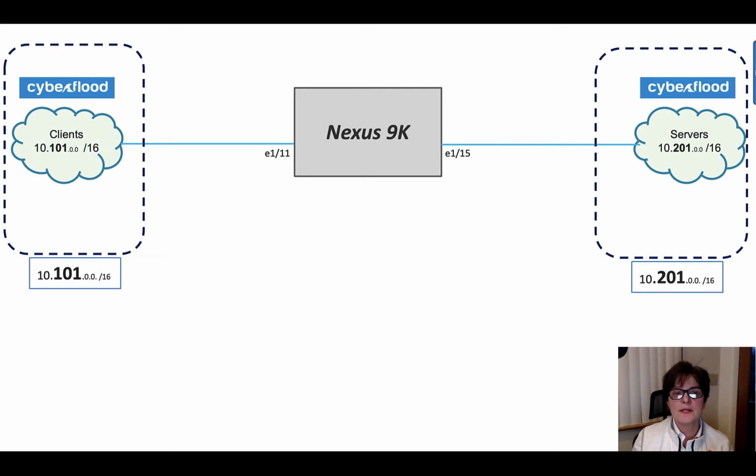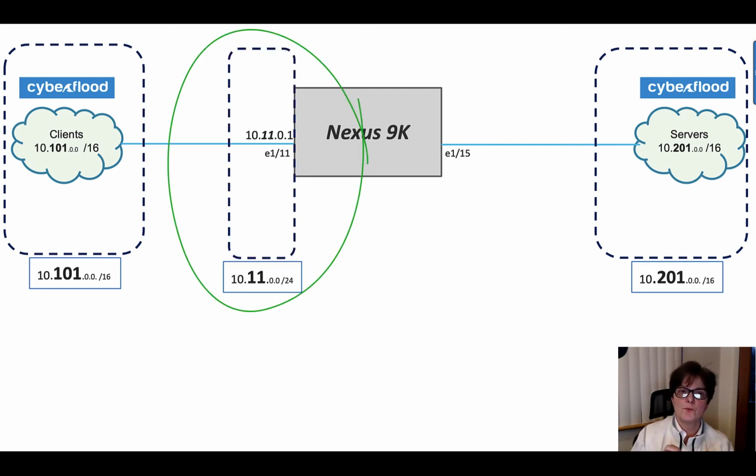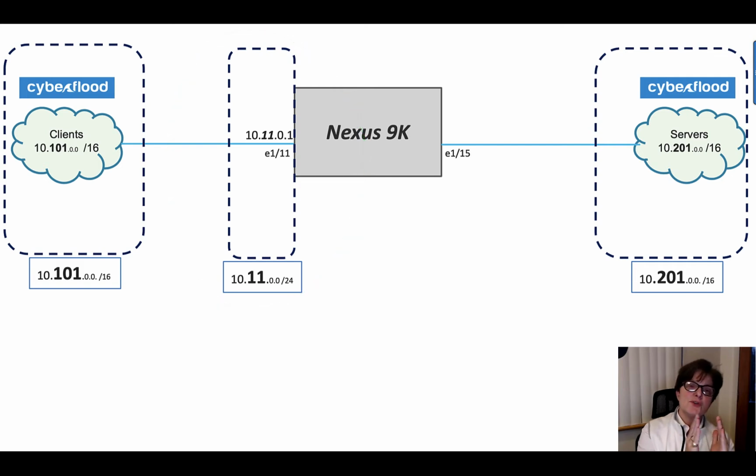So it's not uncommon that you want the subnet that is connected to the Nexus 9K to be a subnet on the client side that is different from the origin client subnet. As you can see in this situation, 10.101 is the client subnet on the CyberFlood, but 10.11 is the subnet that I want directly connected on the Nexus 9K. So obviously there's a gap there. I can't just jump from the 10.101 subnet over to the 10.11 subnet. So I need some type of layer 3 device to get me between those two subnets.